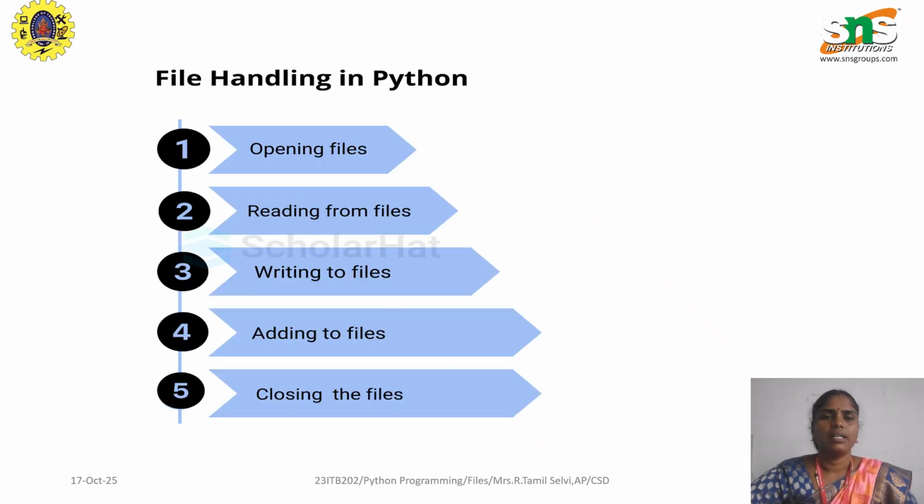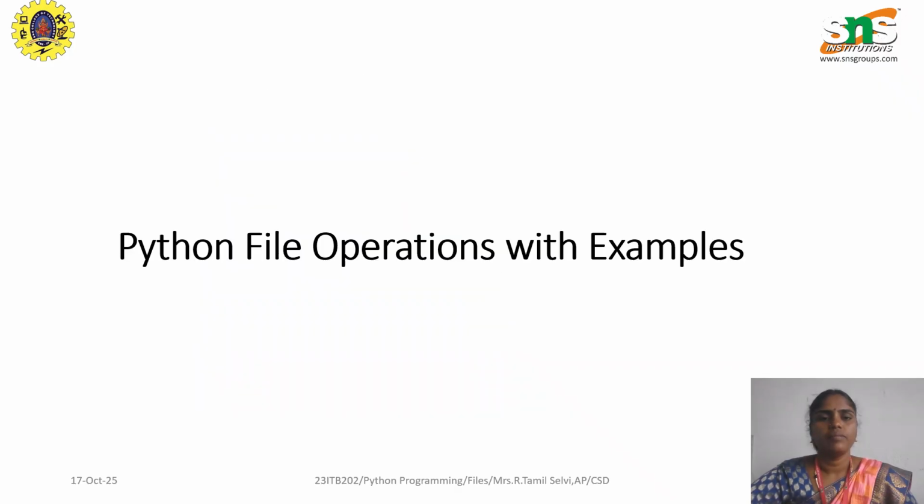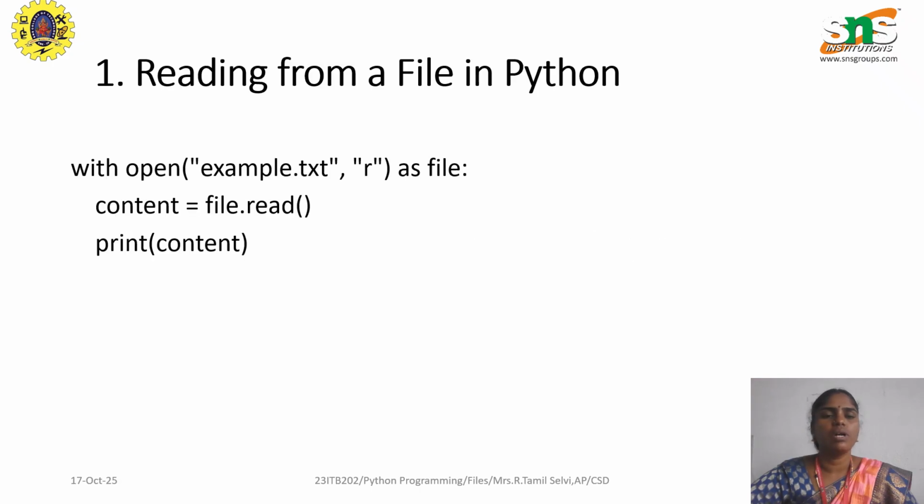File handling in Python involves interacting with files on the local system for operations such as creating, reading, writing, and appending the data. This is achieved using Python's built-in open function and various other file methods. Python file operations with example. The first one is reading from a file in Python. Here, we are opening the file example.txt using the mode r. That means we are going to open the file for reading purpose.